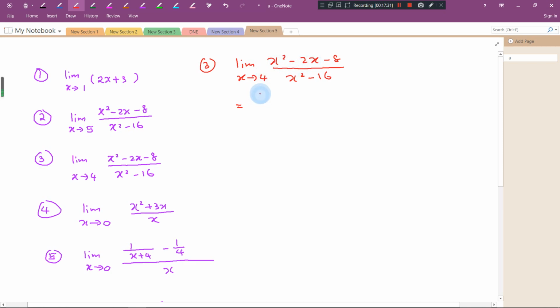Plug in the 4 over here. You get 4 squared minus 2 times 4 minus 8, and this is 4 squared minus 16. So here you will get a 0. Here you get 0 as well. This is an indeterminate form. So it means that this is not the correct way for us to solve this question. We need to try another method.